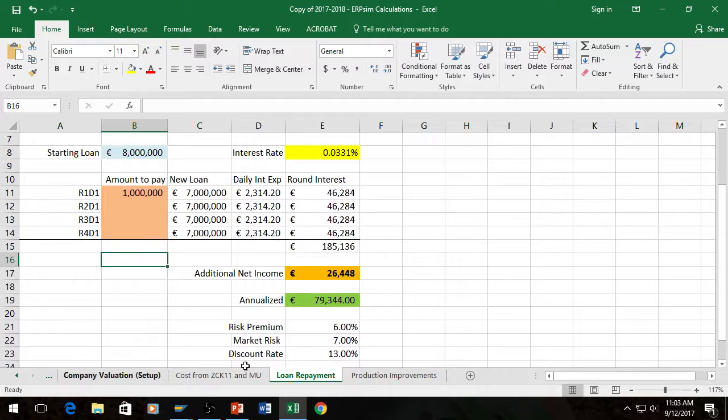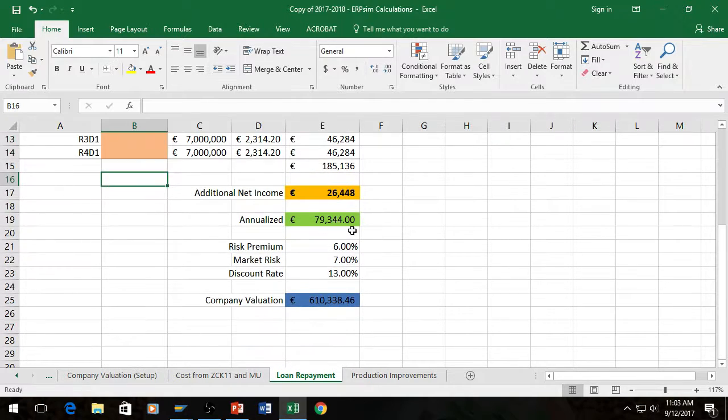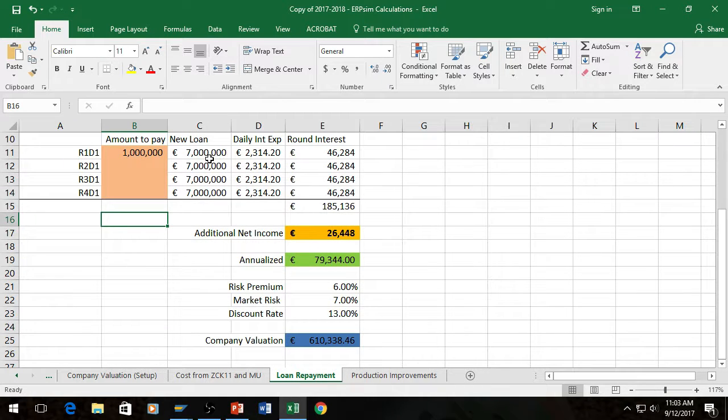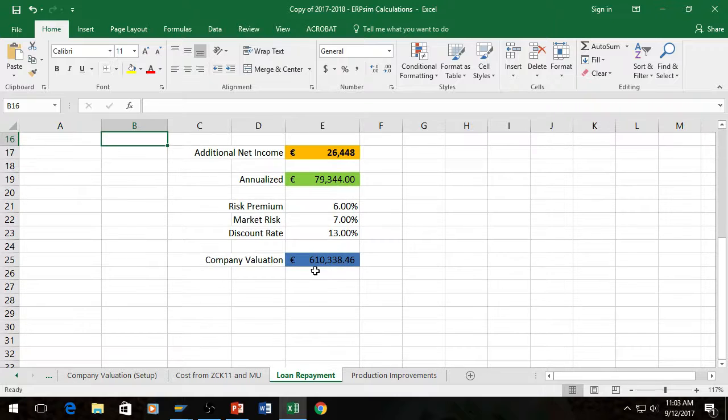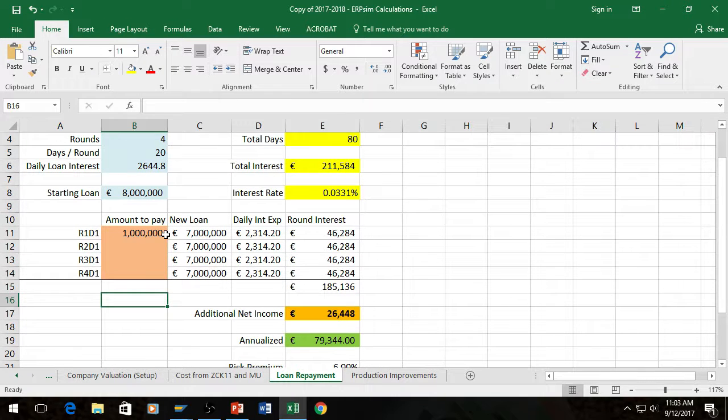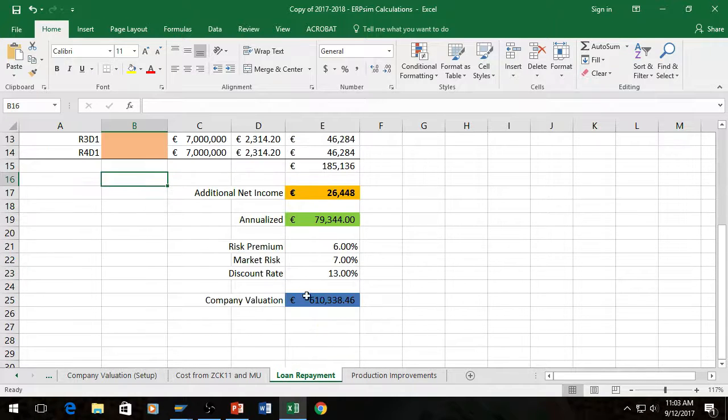Using the company valuation calculation, we have now annualized that net income. From this, we presume we have a 7 million euro loan. We figure out what our market risk and discount rate is. By paying down 1 million, round 1, day 1, we have increased our company valuation by 610,000. So that is what we're looking for. That would be a reason why you're paying down your loan.